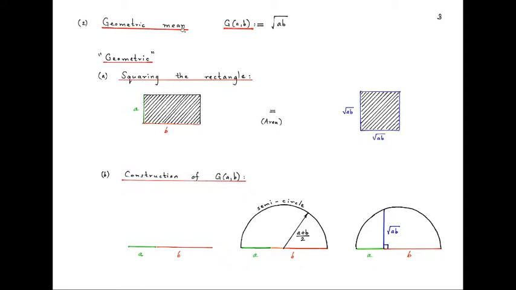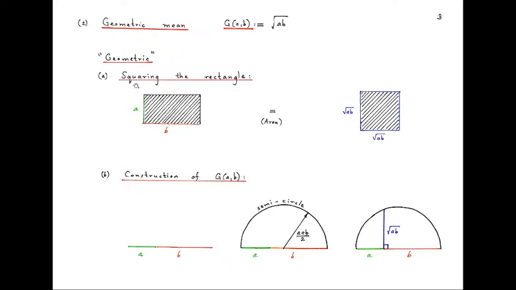Here is what we mean by the geometric mean, which we will denote by capital G of a comma b, and by definition that is the square root of the product of the two numbers. But why do we call it the geometric mean? What's geometric about it? Well, it arises in certain geometric situations. So here are two instances.